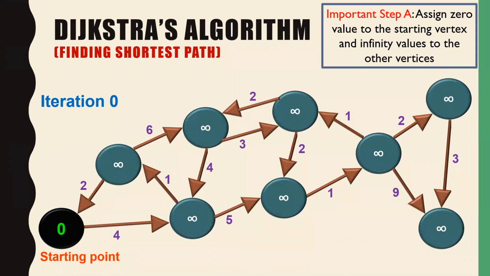Placeholder lang muna yung mga infinity because now the labels doon sa mga vertices ay yung shortest path. Length ng shortest path mula doon sa starting point papunta sa kanila. So i-update natin yung mga infinities na yan, all right? Later as we go along in the algorithm, the label for each of the vertices would be the length of the shortest path so far that we have considered from the starting point to that vertex.